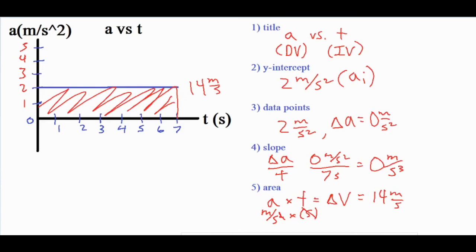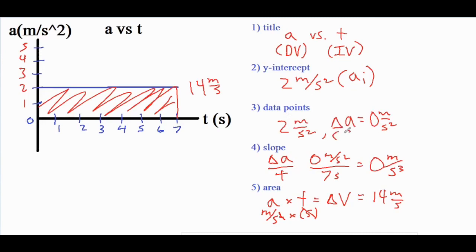All right, so there it is. To sum things up, if you take a look at any graph, especially some sort of motion graph, if you take a look at the title, you can see what the dependent and independent variable is. If you take a look at the y-intercept, you basically find some kind of starting value of whatever is displayed on the y-axis. Could be position, velocity, or acceleration. If you're taking a look at data points, that will give you specific values at very specific times, and you can find changes in those values too.